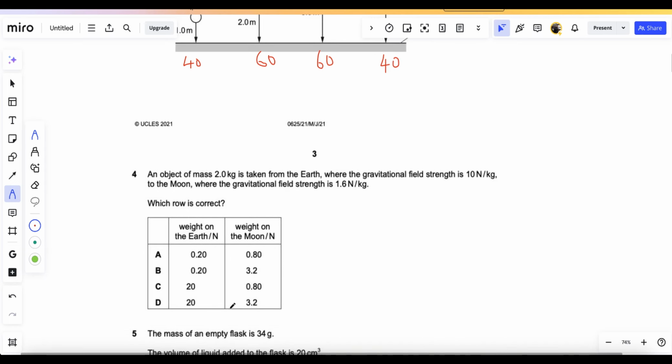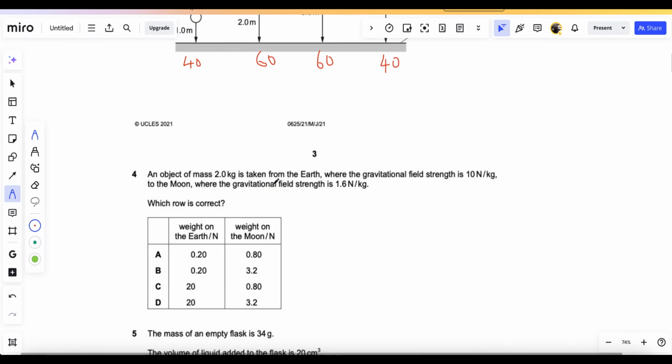Okay, question 4. We say an object of mass 2 kg is taken from the earth, where the gravitational field strength is approximately 10 Newton per kg, to the moon, where the gravitational field strength is just 1.6 Newton per kg. Which row is correct? So the weight of the ball on earth.